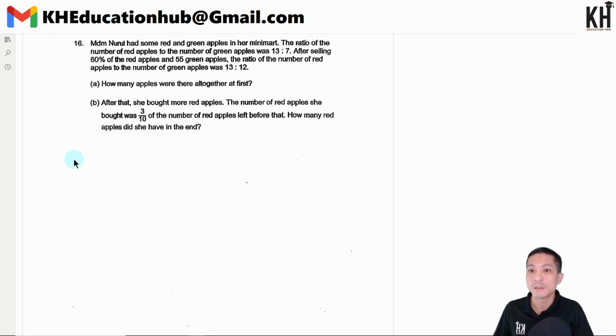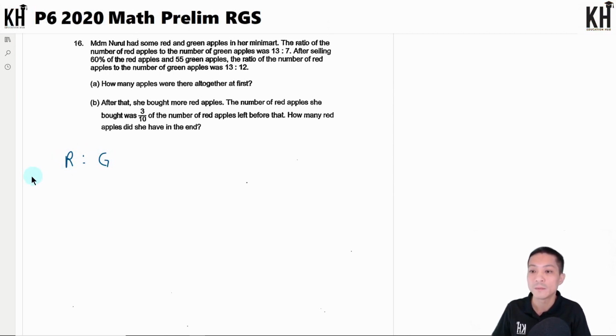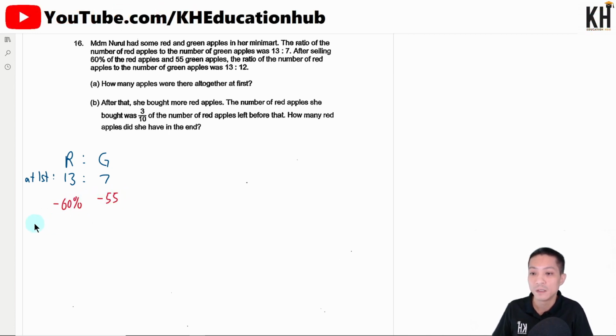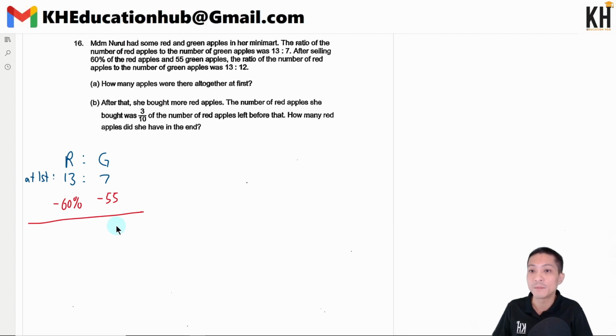Okay, so let's write down the info. Ratio of the red is to green. Okay, red is to green. At first, 13:7. Okay, after selling 60%, that means minus 60%. Okay, and then this is minus 55. Okay, this is both decrease, right? So now the ratio of the number of red apples to the number of green apples becomes, okay, red is to green, 13:12.